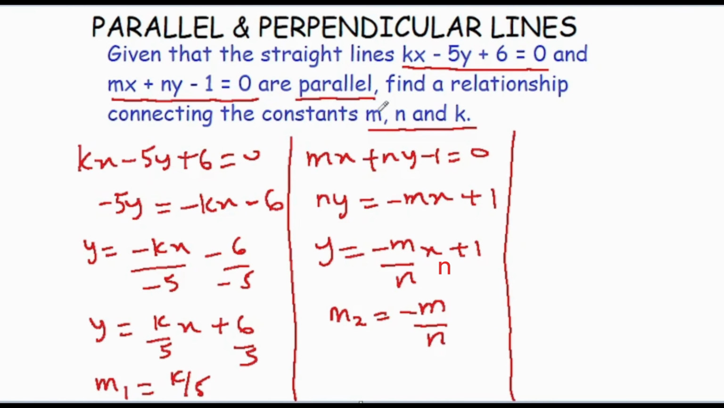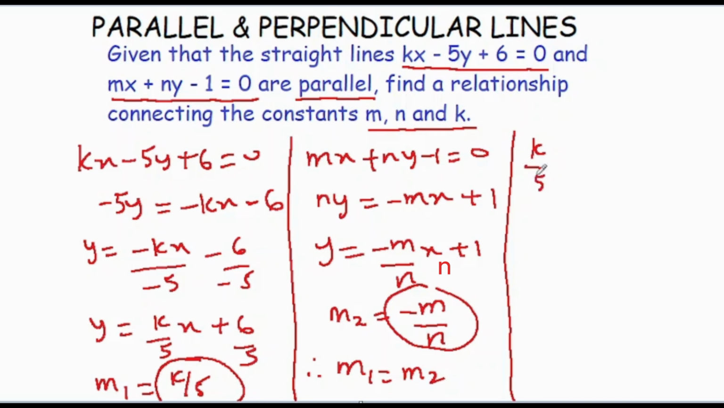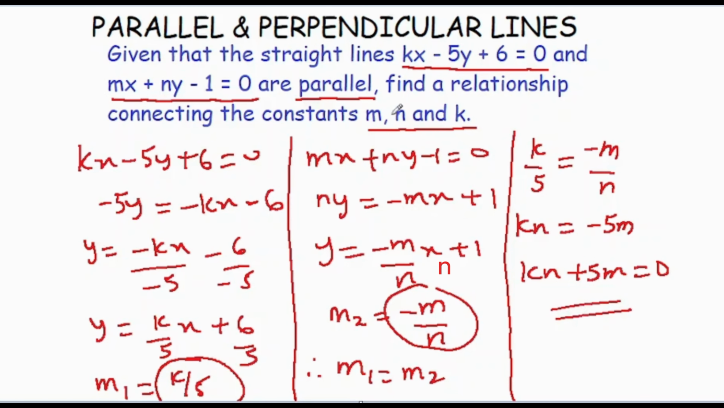So we are told that these two lines are parallel. If they are parallel, it means that m1 is equal to m2. So we equate k over 5 to negative m over n. So we have k over 5 equals negative m over n. So we cross multiply, and we have kn equals negative 5m. So kn plus 5m equals 0. So this is the equation connecting the three constants m, n and k together.